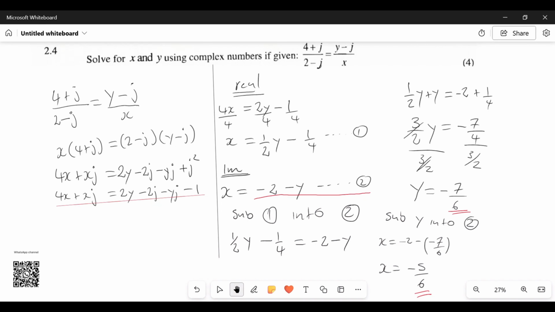Alright, guys, we are done with 2.4, and also we are done with question 2 as a whole. So we will be doing question 3 soon.